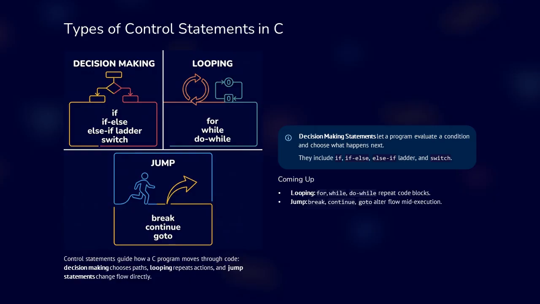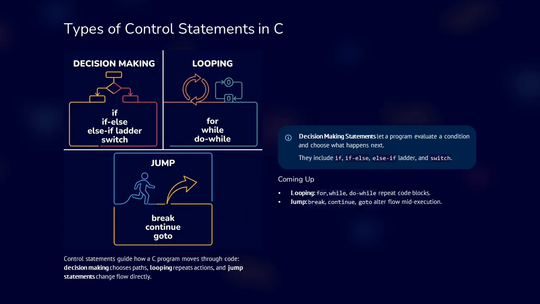Types of control statements in C. As I said earlier, there are three types of control statements: decision making, looping and jump. Decision making includes if else, else if ladder and switch. Looping statements include for, while and do while. And jump statements include break, continue and goto.